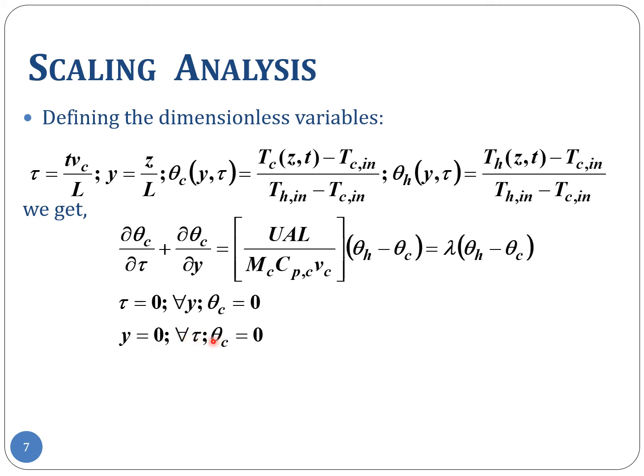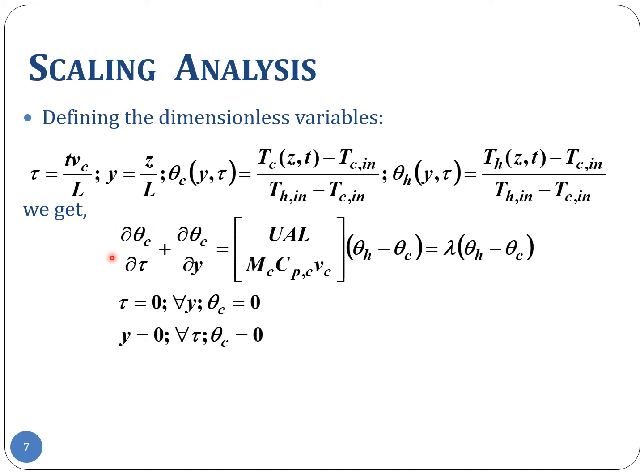The inlet temperature difference for the cold fluid is basically Tc in minus Tc in, divided by Th in minus Tc in. Therefore, this becomes 0. Similarly, initially at all y's, everywhere along the length of the pipe at time tau equal to 0, or t equal to 0, your Tc is Tc in, and therefore your dimensionless temperature difference is 0 to start with. So these become your initial conditions.